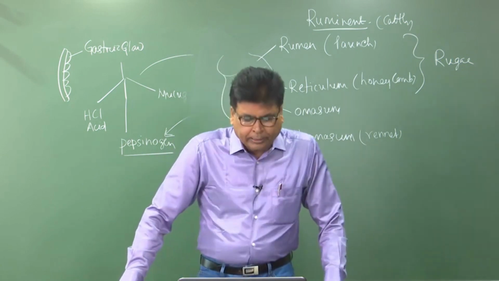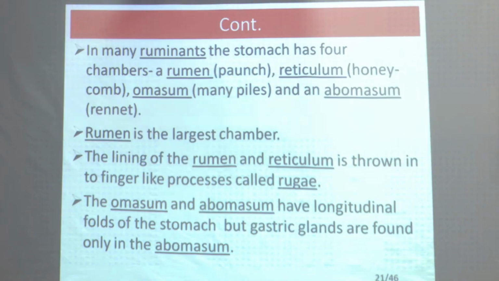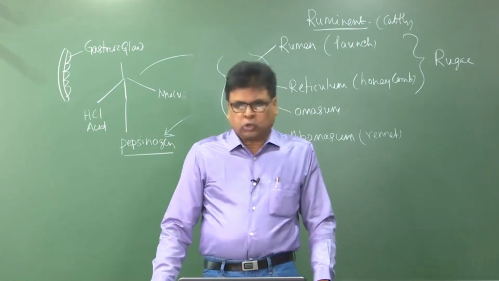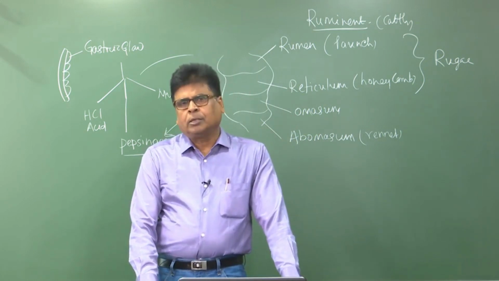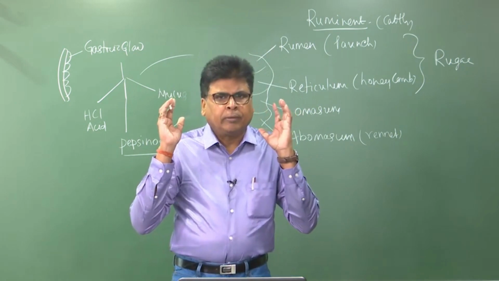And rumen, that is the omasum, and abomasum have longitudinal folds of the stomach, but gastric glands are found only in the abomasum. Gastric gland is also found in the abomasum. Okay. So, it is claimed that. So, now the question arises, which is actually the true stomach?